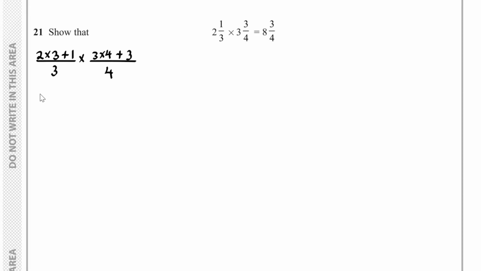here we've got 6 plus 1, that's 7, and then we divide this by 3. Sorry, we've got here 12 plus 3, that's 15, and on the bottom we've got 4. So 7 times 15, that's 105. So we've got 105 on the top, on the bottom we've got 12, and we can divide the top and bottom by 3 to give 35 over 4. And 4 goes into 35 8 whole times, and what's left over is 3. So we've got 8 3/4, and that's exactly what we wanted to show.